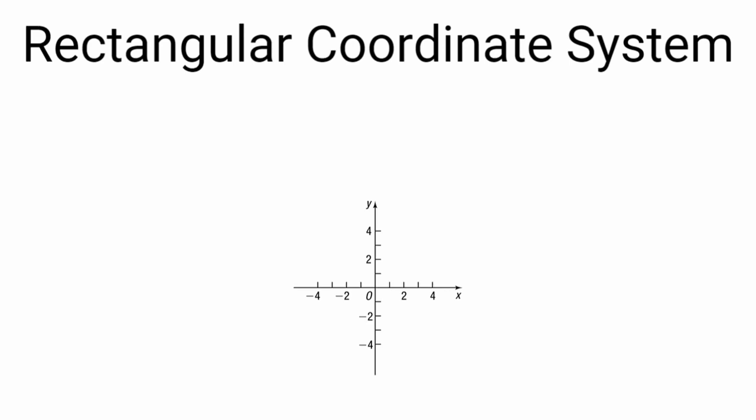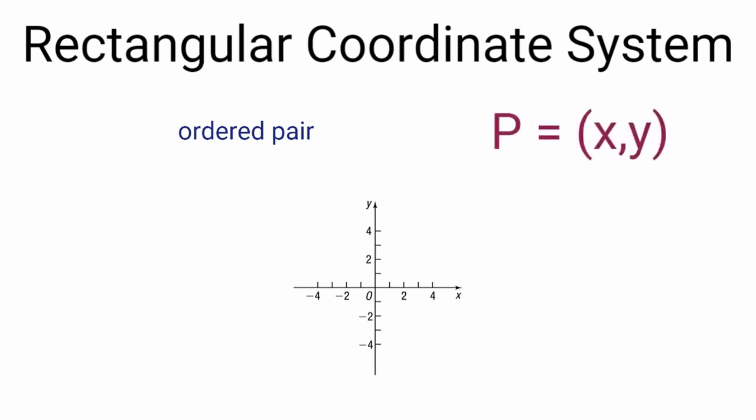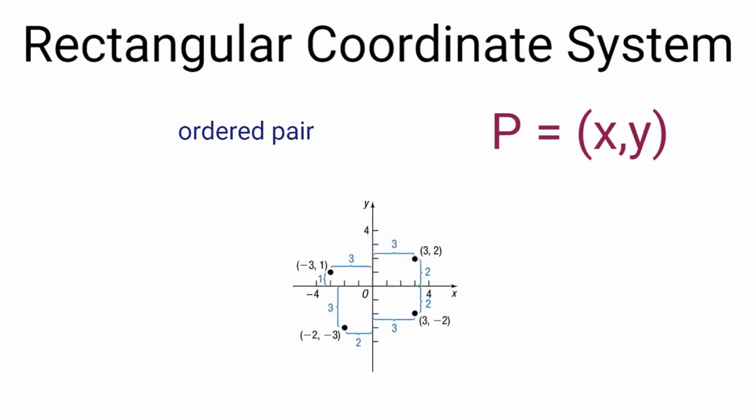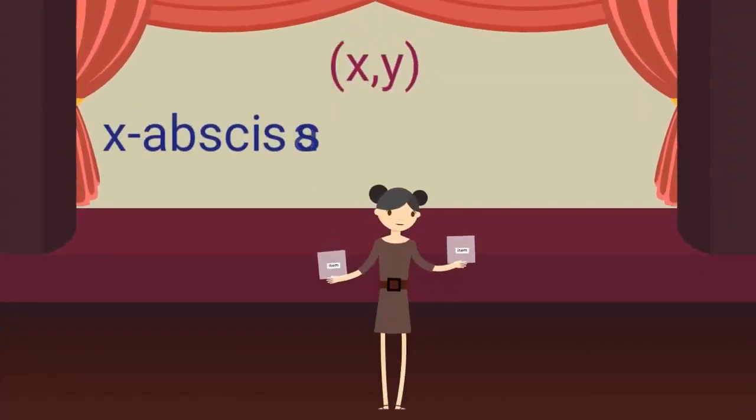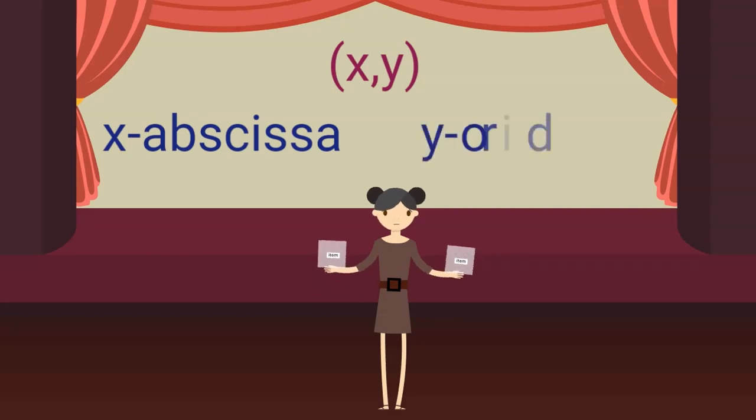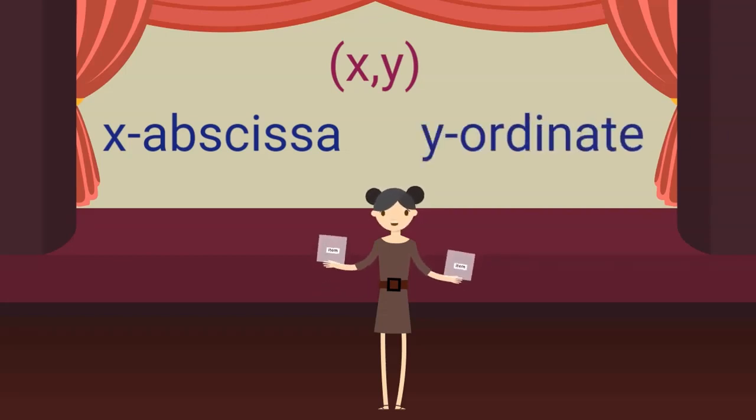Any point P in the xy plane can be located by using an ordered pair (x, y) of real numbers. The ordered pair, also called the coordinates of P, gives us enough information to locate the point P in the xy plane. If (x, y) are your coordinates, then x is called the x-coordinate or abscissa, and y is the y-coordinate or ordinate.